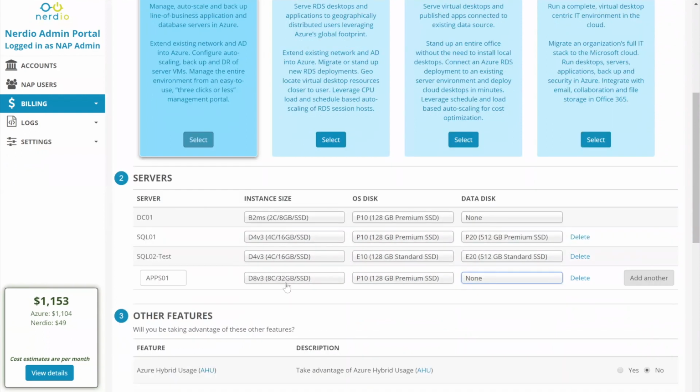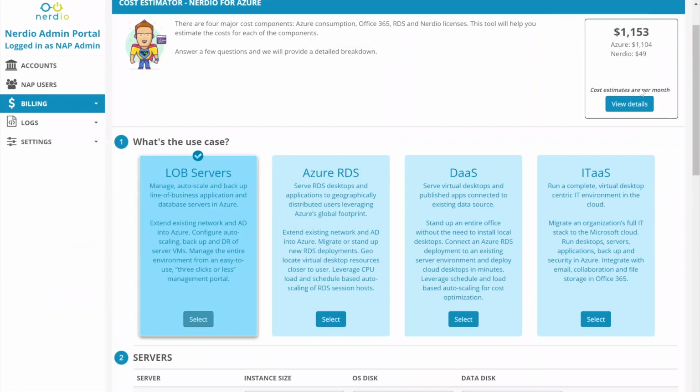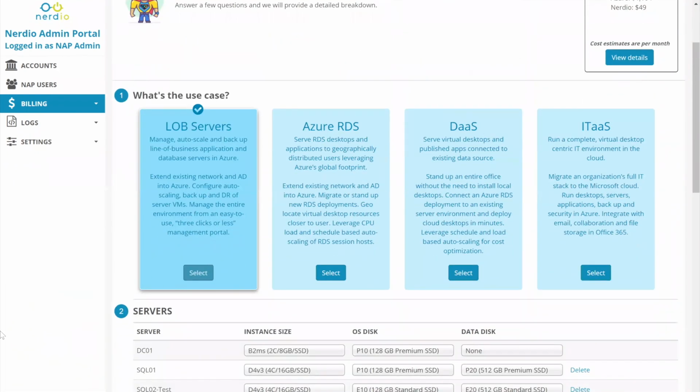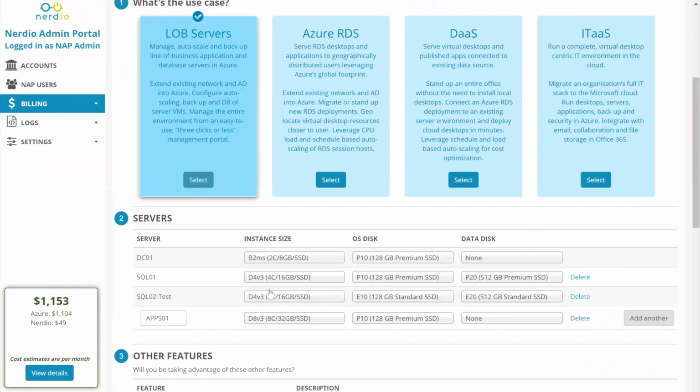So we now have 4 servers, and as you're making these changes, you can see over here on the right, and also this box basically floats from being at the top to kind of moving over to the side here. So as you're making changes, you can see what the effect is.